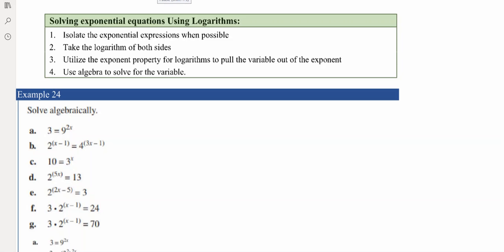Hey, 30-2. So in this lesson, we're going to be solving exponential equations, but this time we're going to be using logarithms to solve them. So we're going to be solving them algebraically or by hand, instead of just graphing this time.